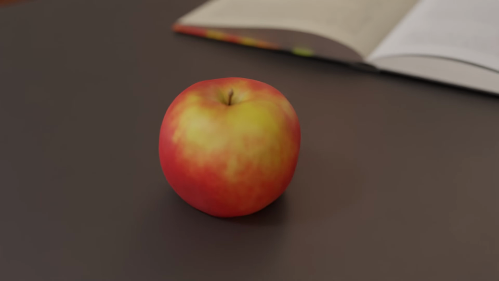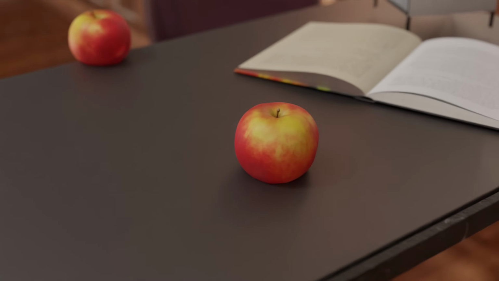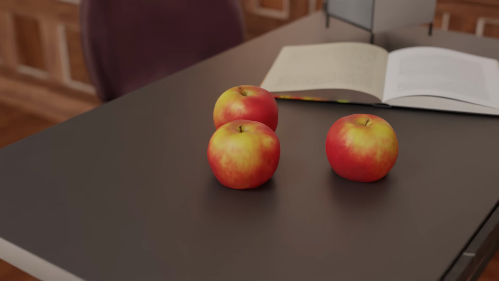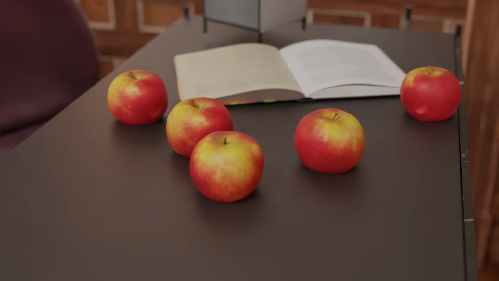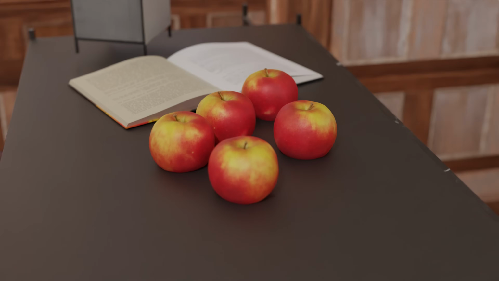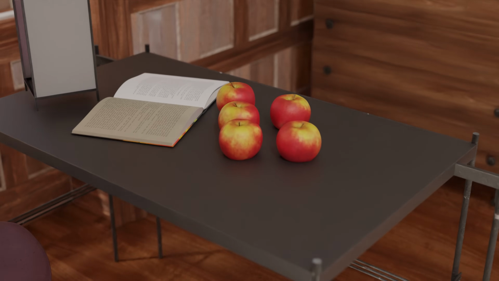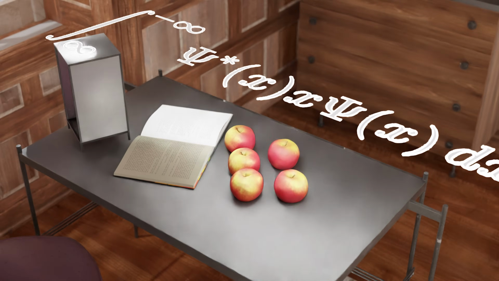If you take one apple and add another one to it, then you get 2 apples. If you add yet another one, you get 3. If you add another 2, you will get 5, and so on. This is addition, and I will use it as a starting point in order to explain how quantum mechanics works.